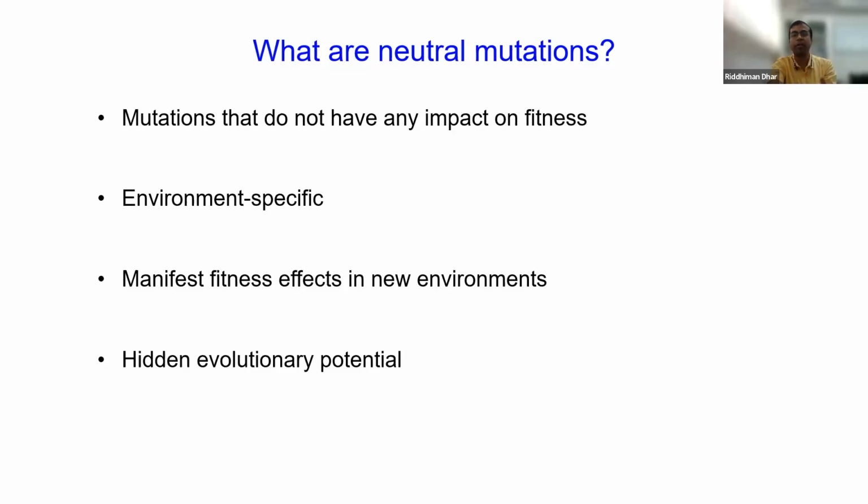So when the environment changes, these mutations may start showing some fitness effects, and this might help in adapting to some new environmental conditions. That's why these mutations are also referred to as cryptic genetic variations. In one environment, they are not seen, right? They do not have any impact on the phenotype, but when the environment changes, they manifest their phenotypes.